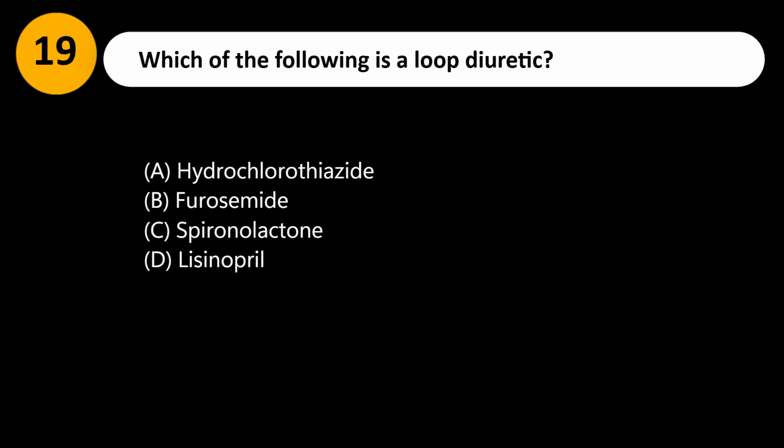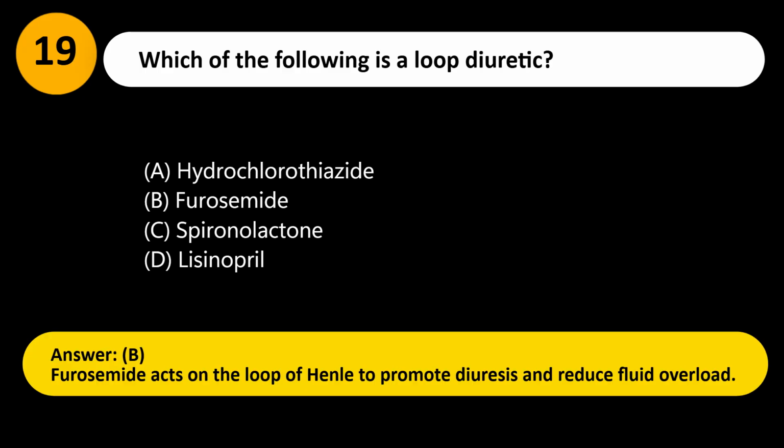Spironolactone. D. Lisinopril. Answer, B. Furosemide acts on the loop of Henle to promote diuresis and reduce fluid overload.